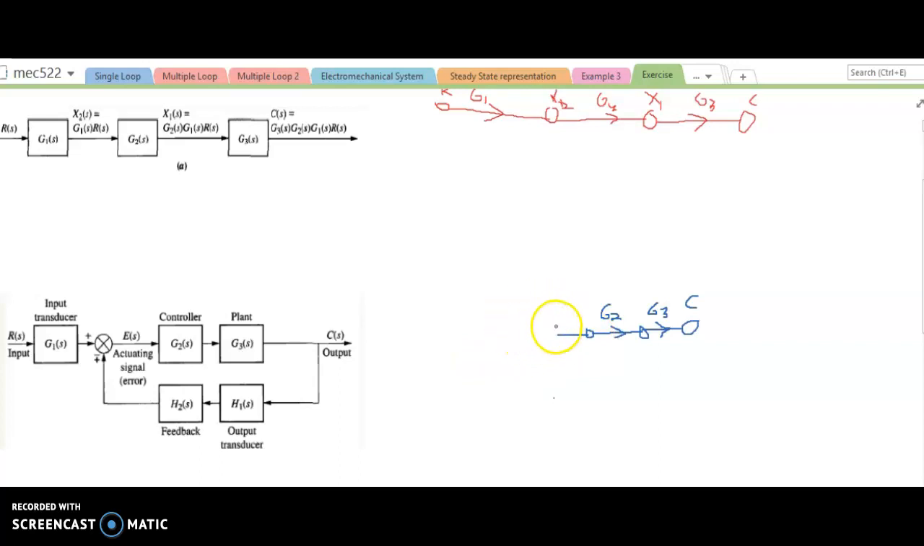Kita terus jump to add kat sini. So add. This one G1. And then kita buat for H1. H1 kita buat dulu dia punya node. H2 node dia sambung dekat summation tu. So kita buat kat sini, kita buat je minus H1.